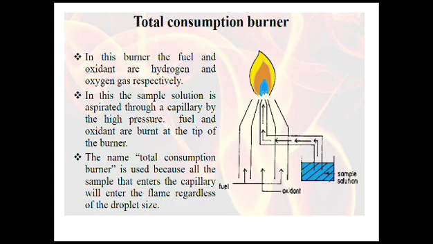So what is a total consumption burner? In this burner, the fuel and oxidant are hydrogen and oxygen gas respectively. The sample solution is aspirated through a capillary by high pressure. Fuel and oxidant are burned at the tip of the burner. The name total consumption burner is used because all the sample that enters the capillary enters the flame regardless of droplet size. Therefore, the total sample which enters gets consumed.